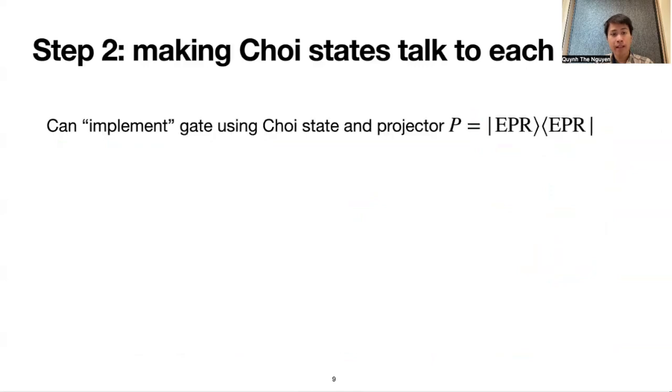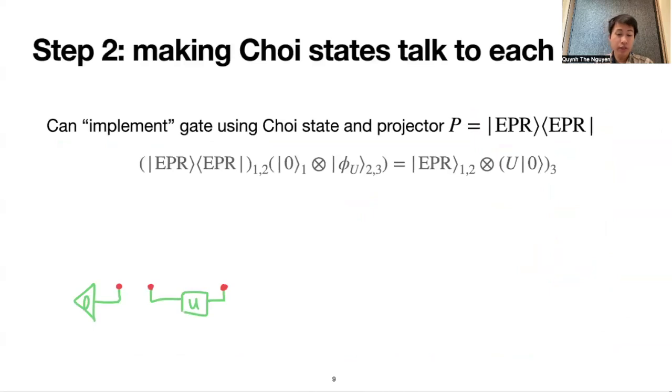And the idea is that we can implement the gate using the choice state and the EPR projector P. What we do is, if we want to apply a gate U on a state 0, we can hit the first 2 qubits by the projector P, and as a result, we'll get U applied on 0 on the third qubit as desired.